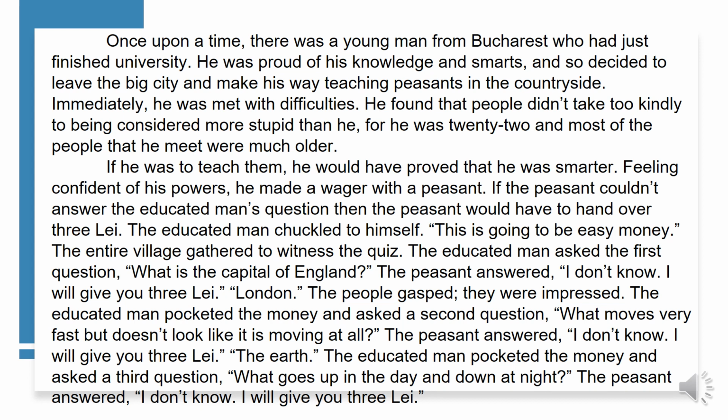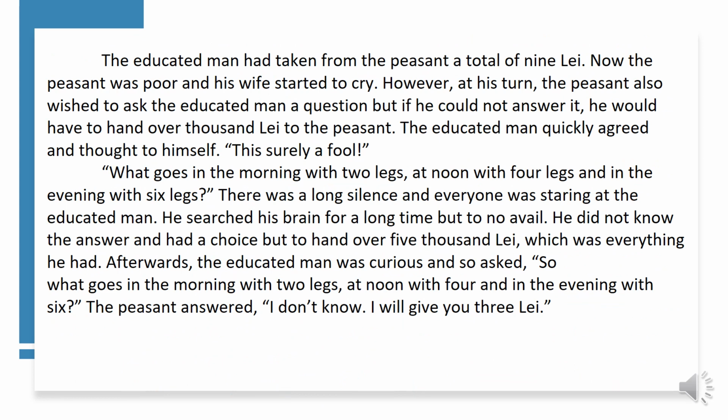What moves very fast but doesn't look like it is moving at all? The peasant answered, "I don't know. I will give you 3 lei." "The earth." The educated man pocketed the money and asked a third question. What goes up in the day and down at night? The peasant answered, "I don't know. I will give you 3 lei." The educated man had taken from the peasant a total of 9 lei.